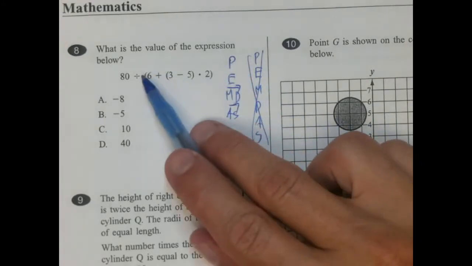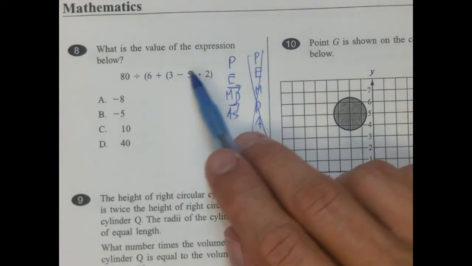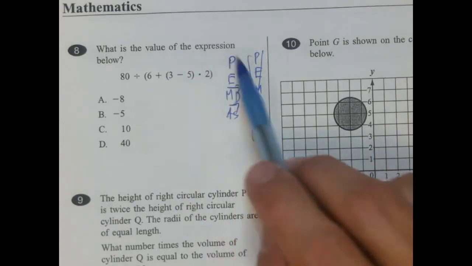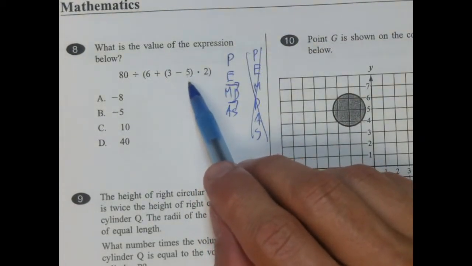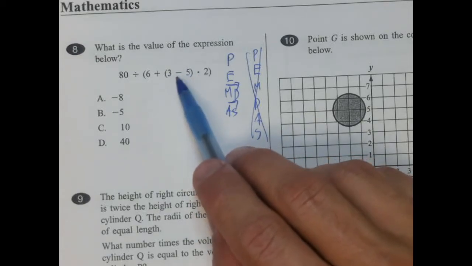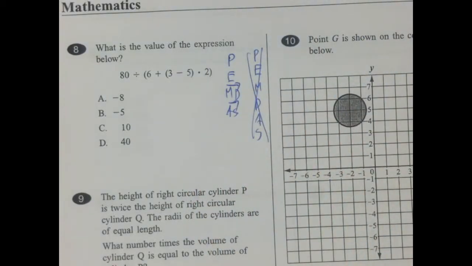So we're going to look for our P, which stands for parentheses. We have parentheses. We're going to do things in there. And you still use the following order. So do we have parentheses inside the parentheses? Yes, we do, right here. So we're going to do that first. So 3 take away 5 is going to be negative 2.